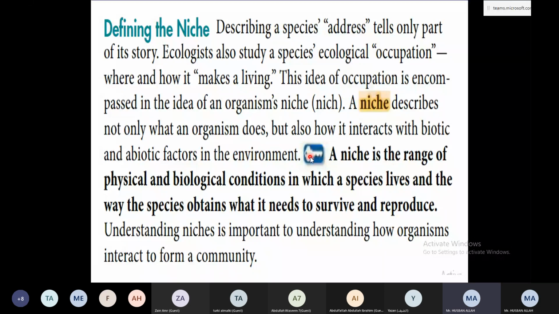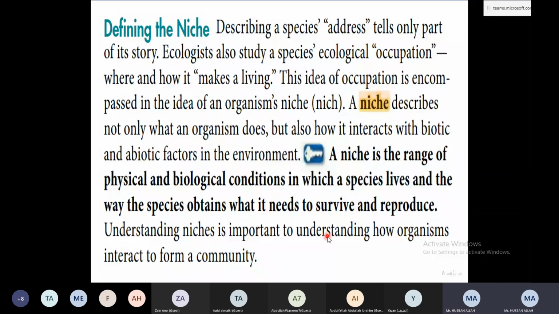A niche is the range of physical and biological conditions in which a species lives and the way it obtains what it needs to survive and reproduce. So, as I told you in simple words, niches are the places in which organisms are living, obtaining food for survival and reproduction. A niche is a place, an area in which organisms are living, obtaining food for survival and reproduction.